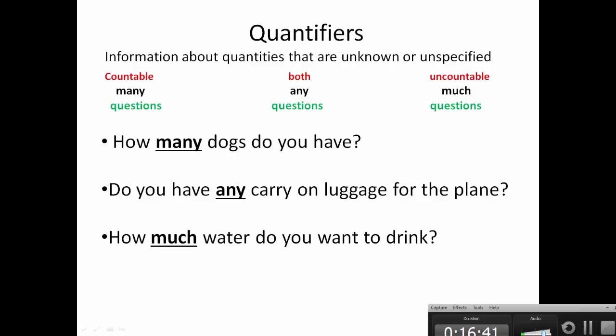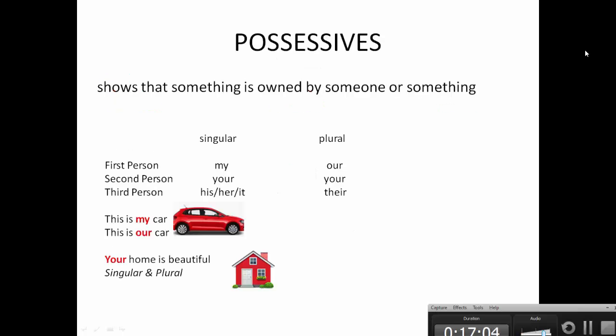How many dogs do you have? That is countable. Do you have any carry-on luggage for the plane? That could go both ways. You could count your luggage. And how much water do you want to drink? That would be your uncountable, because you can't count water.